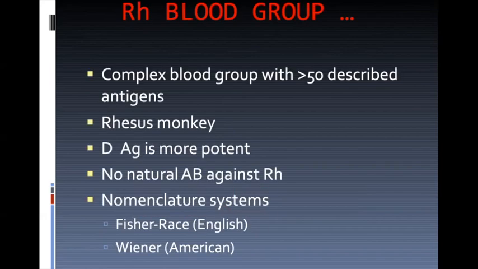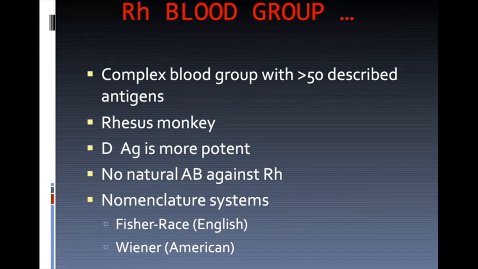Now, the RH blood group is a complex blood group with more than 50 described antigens. Named for the Rhesus monkey, the D antigen is the most potent, with no natural antibodies against RH. The nomenclature systems are Fisher-Race, English, and Wiener, which is American. The Fisher-Race is now used almost exclusively.